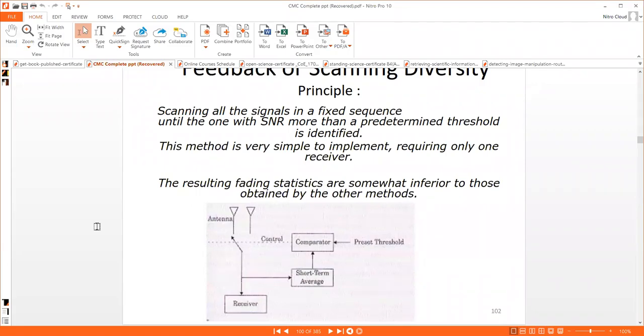But when you compare the fading statistics achieved by this one, because as said, it is a very simple one, the fading statistics are somewhat inferior, meaning less productive or less optimal when compared to the other methods, because we are going to have a simple receiver.